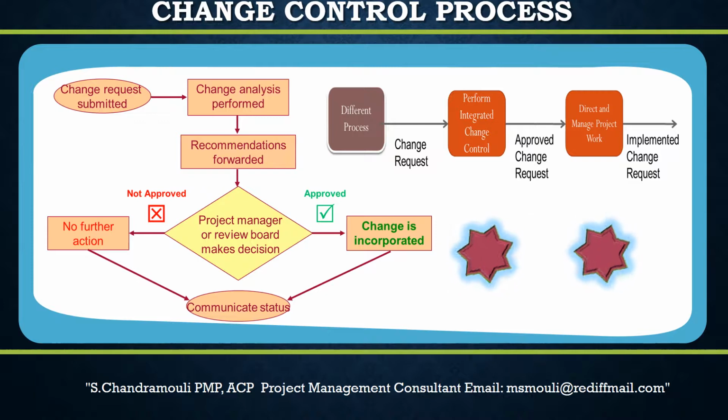The change request is submitted. It is analyzed by the Change Control Board. The recommendations of the Change Control Board are forwarded. The project manager, or the review board, makes the decision on the change, whether to approve or not approve. No action is taken if the change request is not approved. If the change request is approved, then the change is incorporated. The status of the change request, approved or not approved, and the action taken if approved, are communicated to the stakeholders.